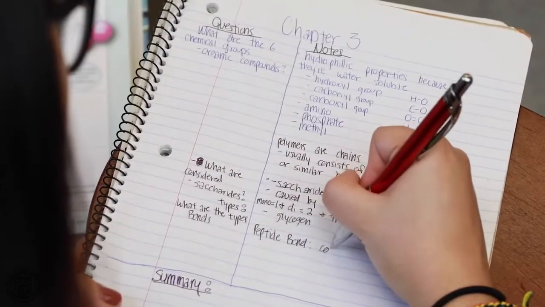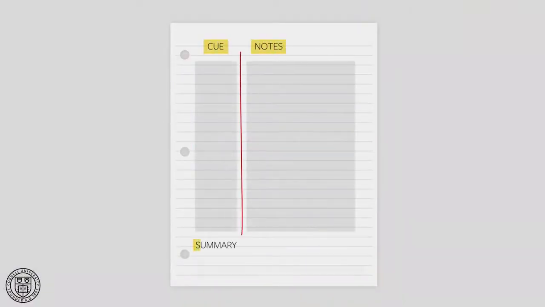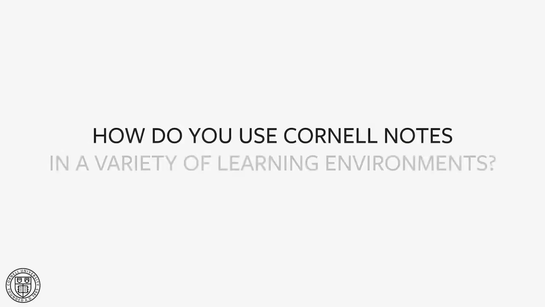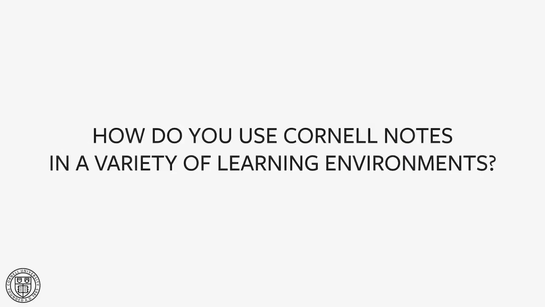Cornell Notes are a helpful study tool in class, while reading a textbook, or when using online resources. Writing key information down as you learn will help you retain more. How do you use Cornell Notes in a variety of learning environments? You can modify the Cornell note-taking system to match your learning situation and needs.